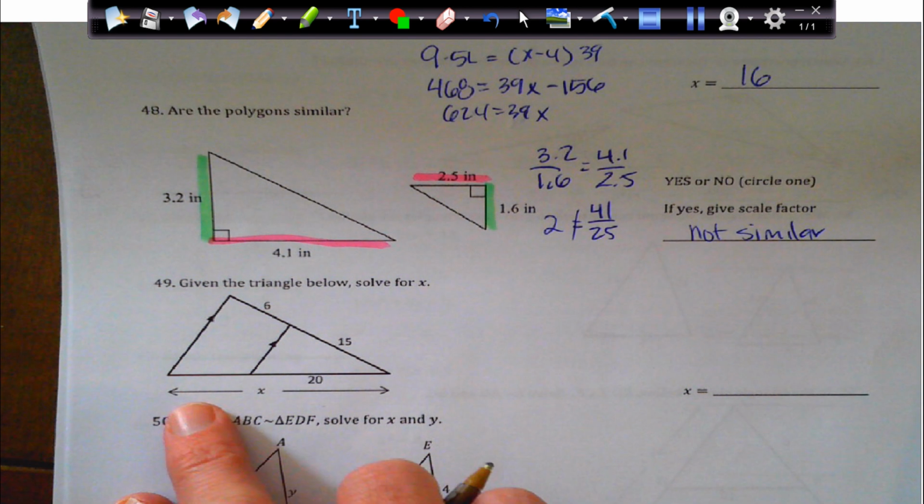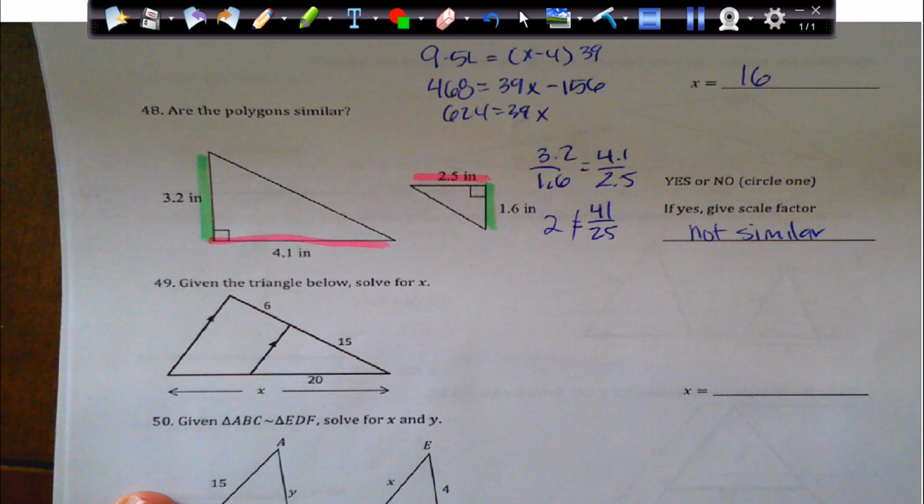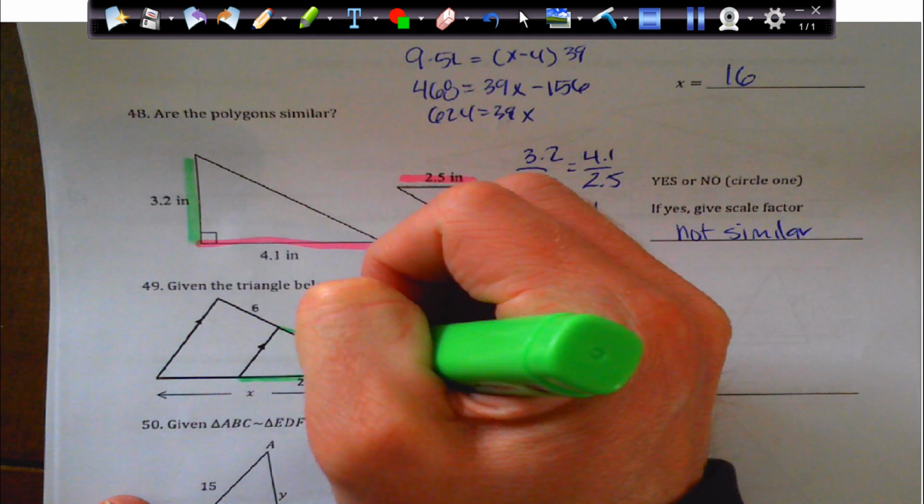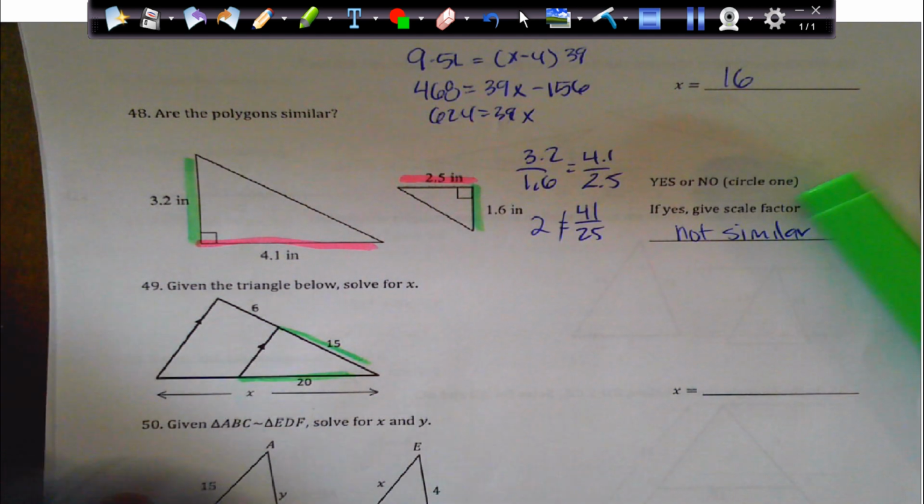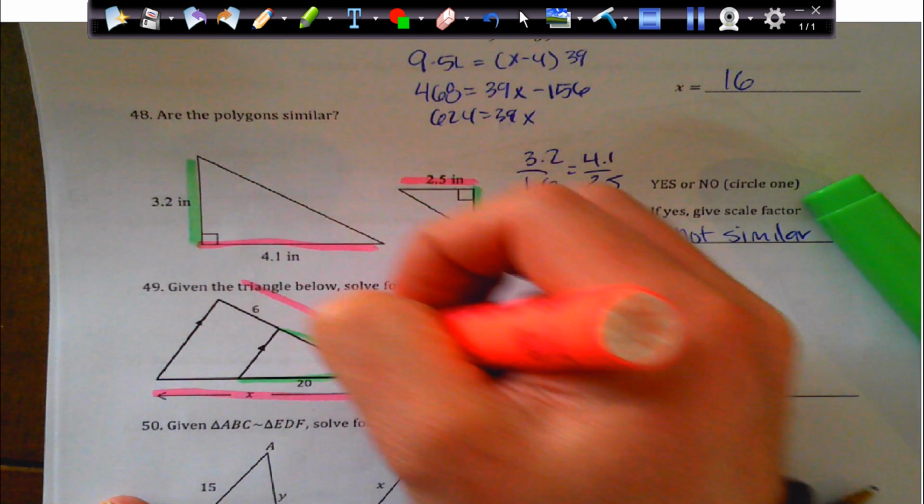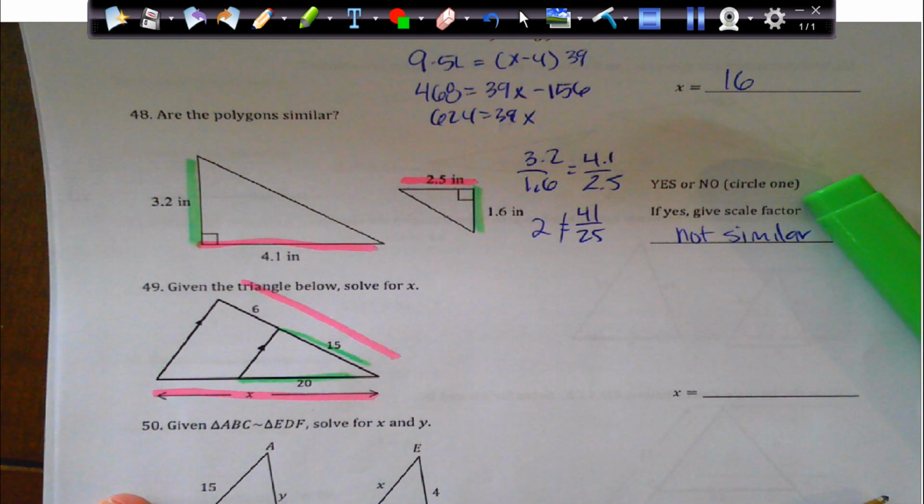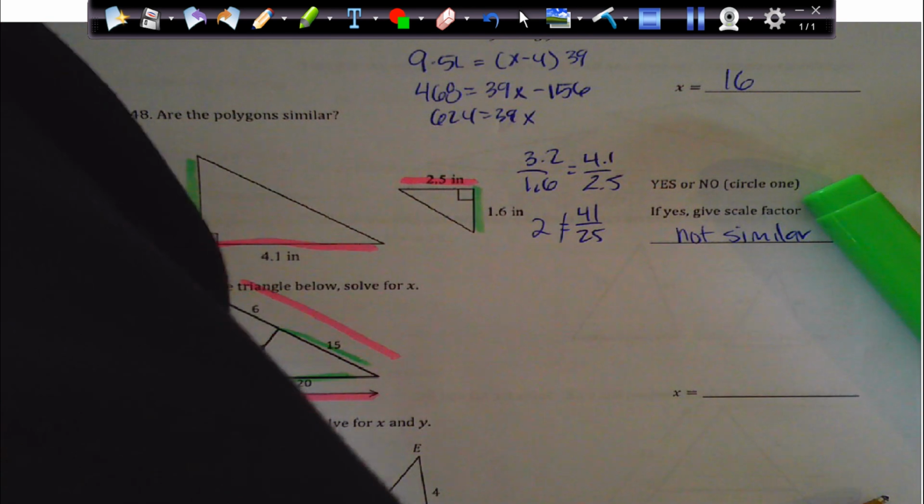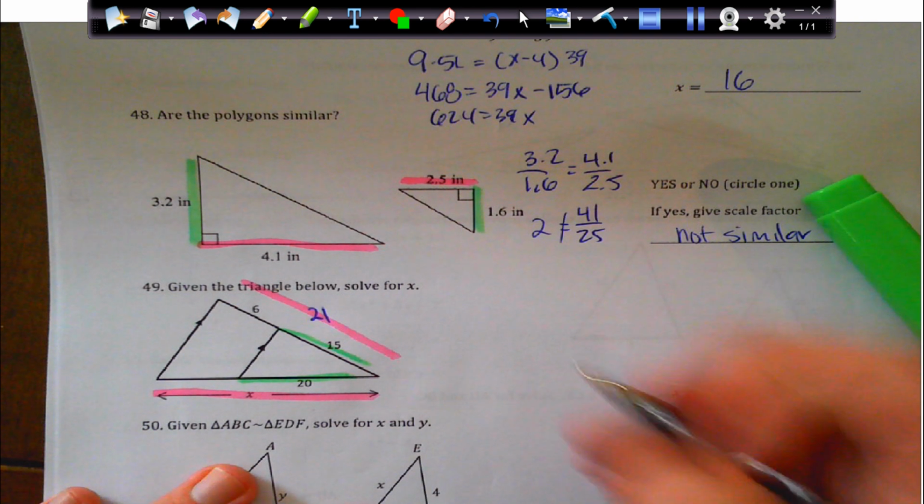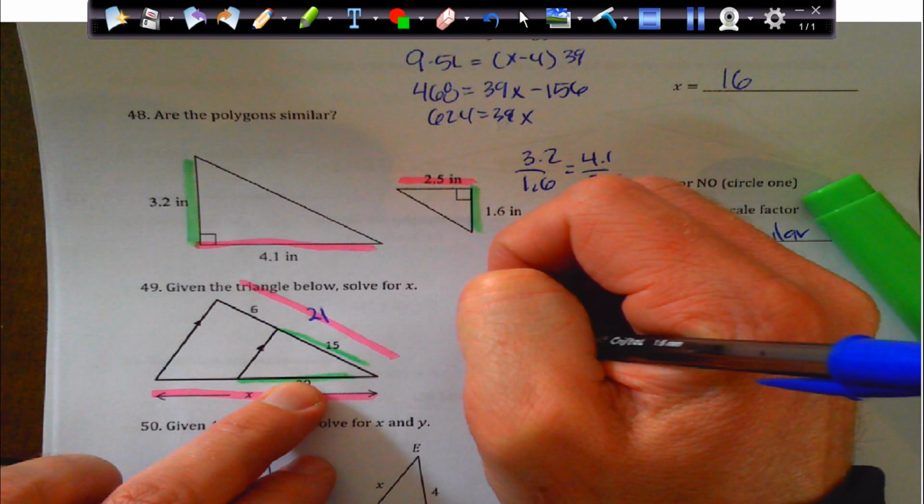Nope. Okay. For this one, I want to compare what is the same. So I have 20 to 15. Those can compare. And I have x, which is this whole thing, so I want to compare it to the whole thing. I don't have that number, but I can find it pretty easily. All I have to do is 6 plus 15, which gives me 21. So I'm going to go bottom to top.